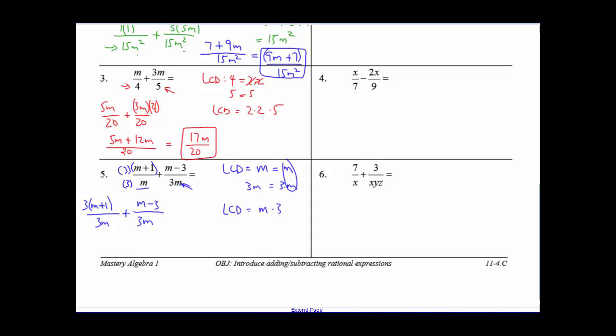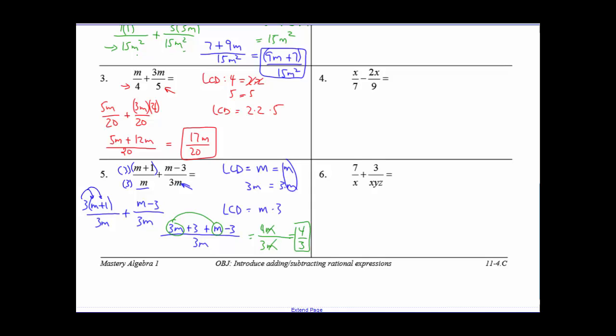If we put everything together, we have to distribute this 3 to the top left. So we're going to get 3 times m is 3m plus 3. And then we'll have the right-hand side, which is plus m minus 3. And this is all over 3m. By combining like terms, we have a 3m and an m, which gives us 4m. And then 3 minus 3 gives us 0. So we have 4m over 3m. Now, if you notice, we can cancel. We have an m on top and an m on bottom. So our answer is 4/3.